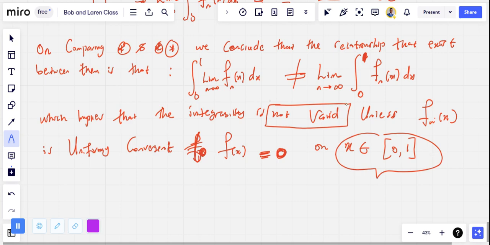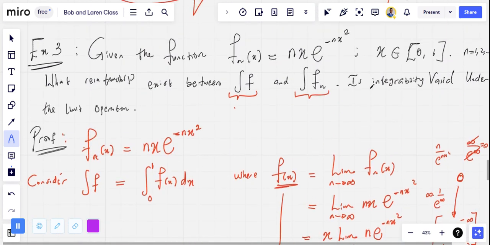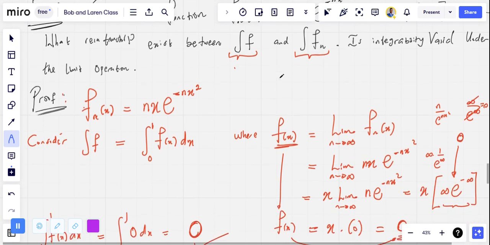So I just think that's all we need to explain for that. Let's check again. Is that all the question that I asked earlier? Is integrity valid? No. Under the limit operation, it is not valid. It can only be valid if this fn(x) that is here converges uniformly to zero. So that's just a simple explanation there.